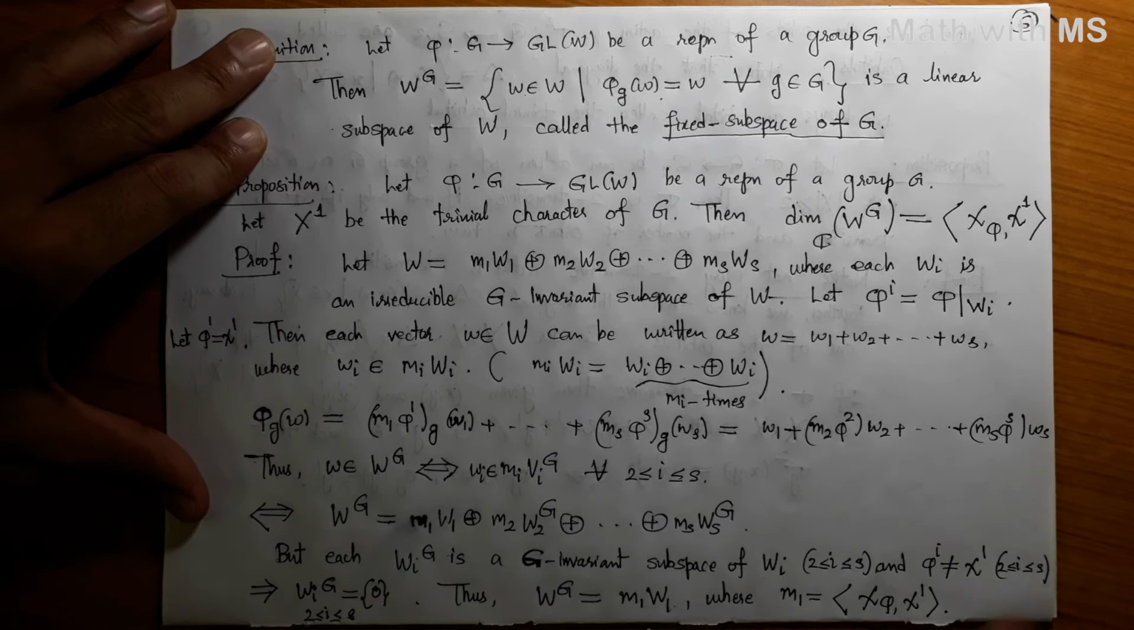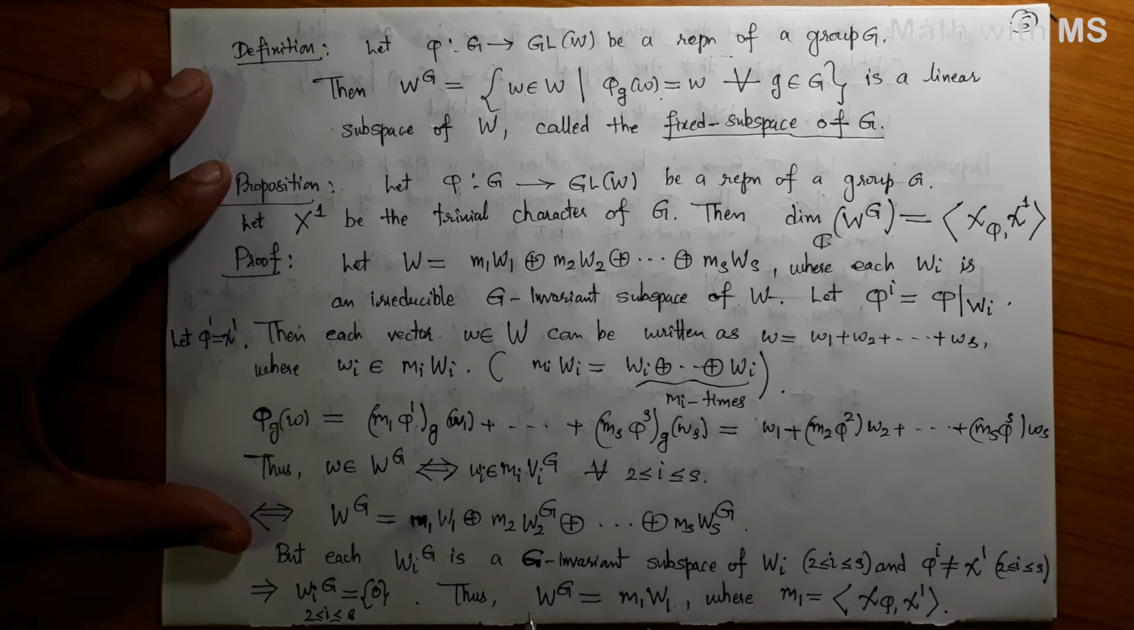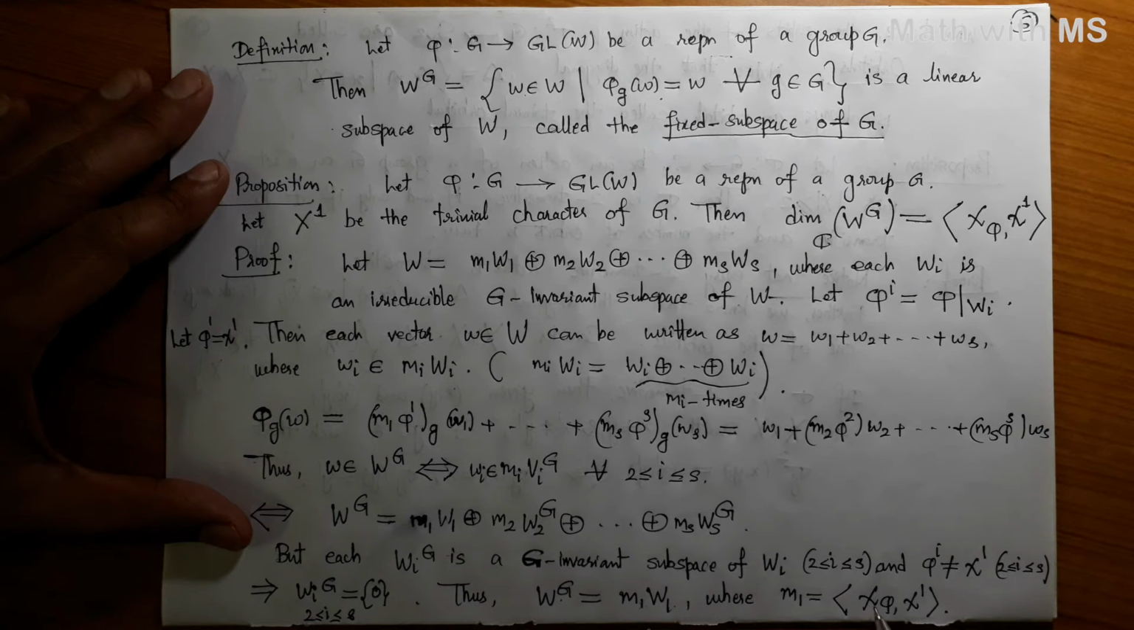But notice that w1 is the representation space of the trivial character, which is one dimensional. Therefore, the dimension of w superscript g is just this multiplicity m1, which is the multiplicity of the trivial character in the representation phi. But we know how to figure out the multiplicity of an irreducible factor in a given representation: just take the inner product of the character of the given representation with the character of that irreducible constituent. Therefore, m1 is just the inner product of chi of phi with chi of 1, and thus the dimension of w superscript g is given by this inner product.